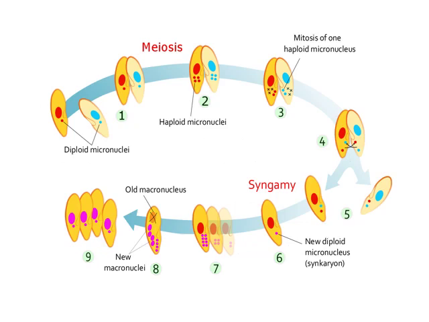First of all, diploid micronuclei, then they will come close to each other. Haploid micronuclei will be there. Mitosis of one haploid micronucleus will take place and then they will be exchanged. A new diploid micronucleus forms, and from it the macronucleus will be generated. The old macronucleus will disintegrate and a new organism originates.